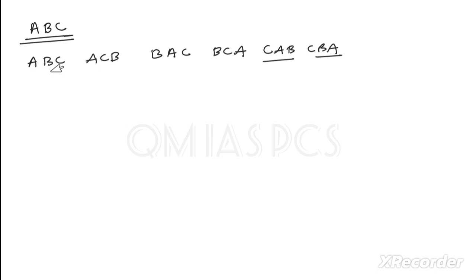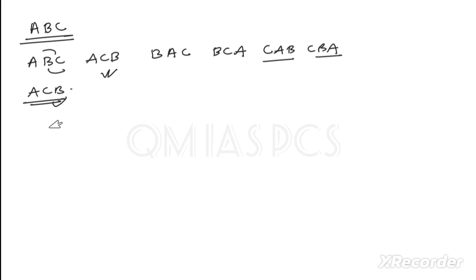Like if I say we are changing the arrangement of B and C, it will be A, C, B. So we can't change the order of the arrangements. If we change the order of the arrangement, the arrangement will change, right?